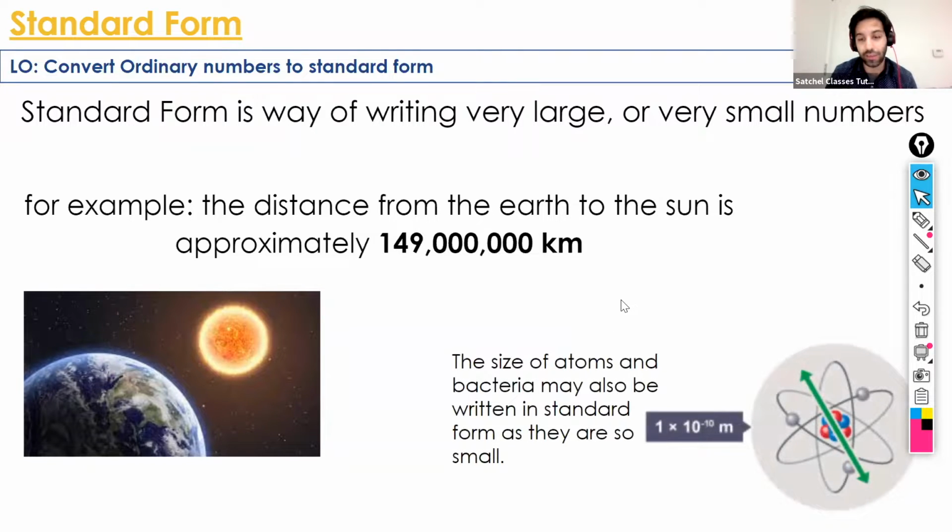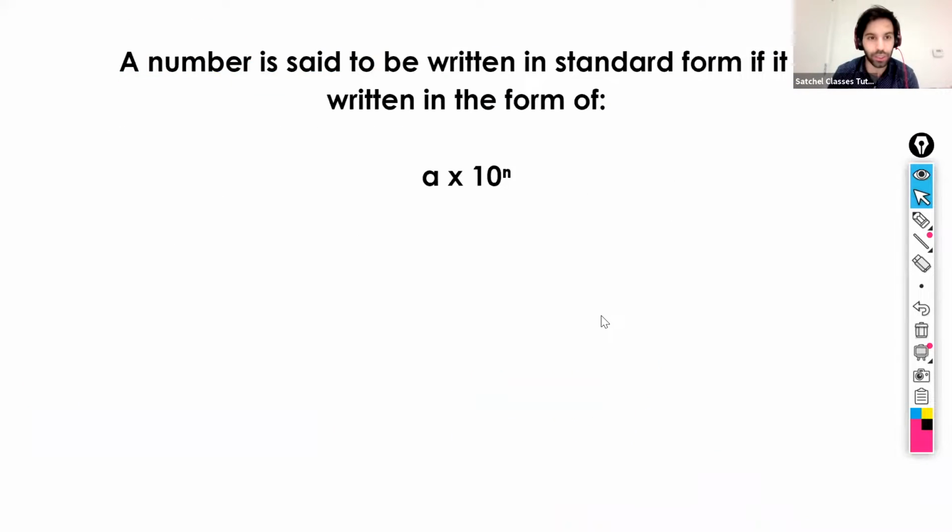Likewise, scientists who deal with atoms and bacteria might deal with very, very small quantities, and they may prefer to write those quantities in standard form because those quantities are very small. So let's see how this works then.